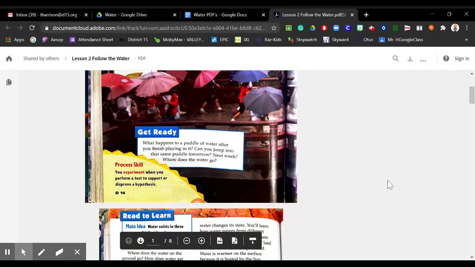What happens to a puddle of water after you finish playing in it? Can you jump into that same puddle tomorrow, next week? Where does the water go?